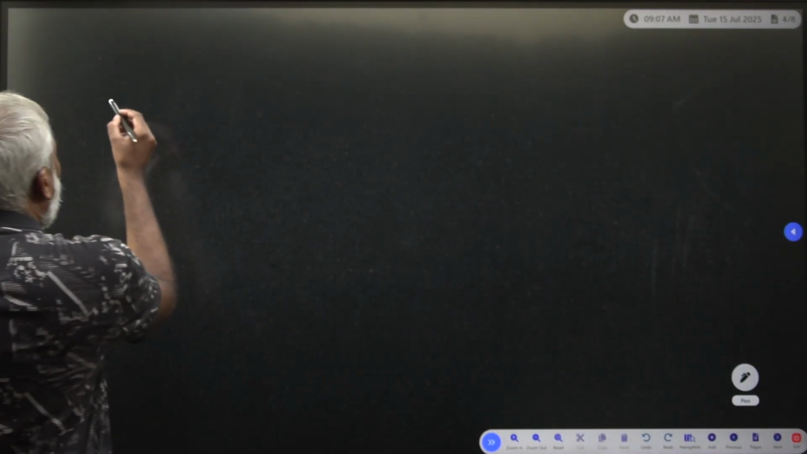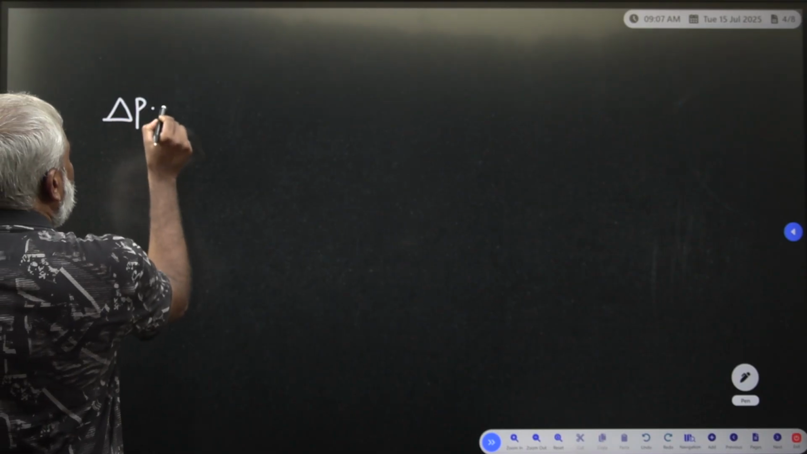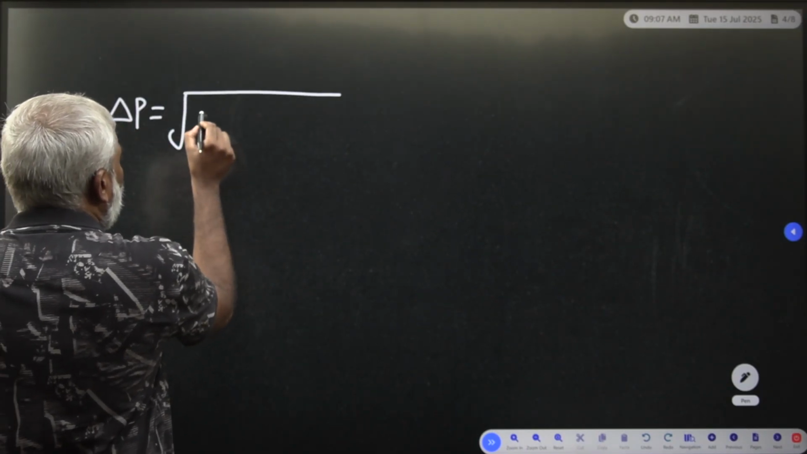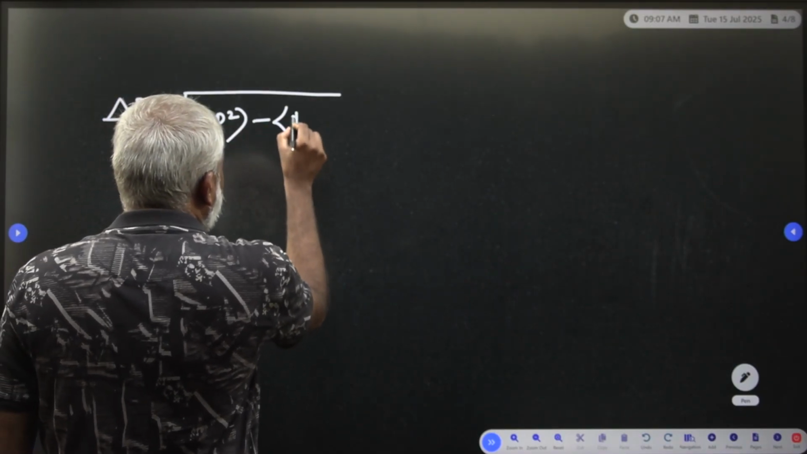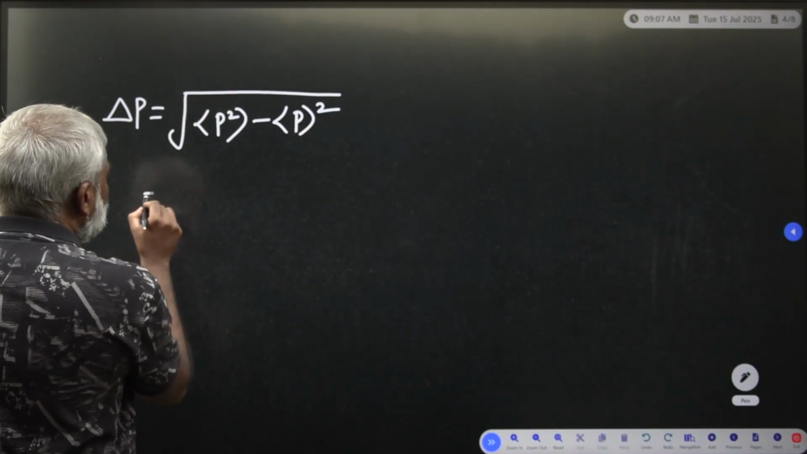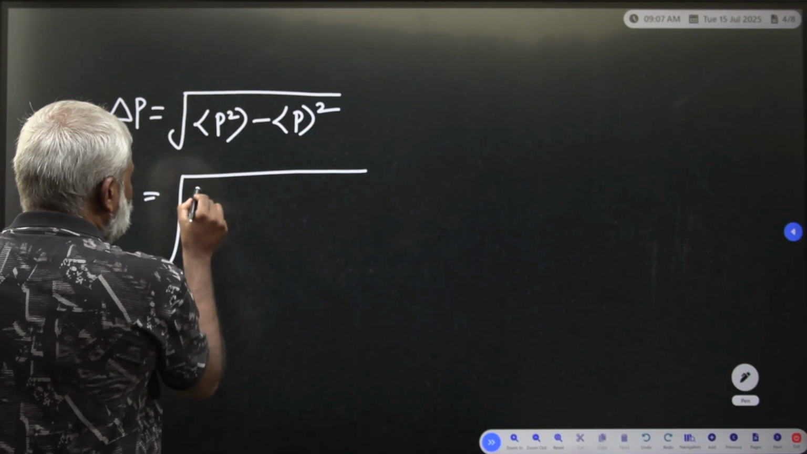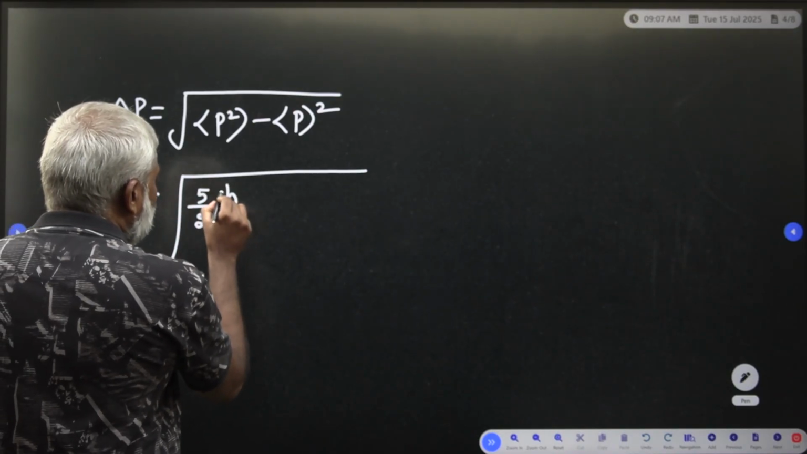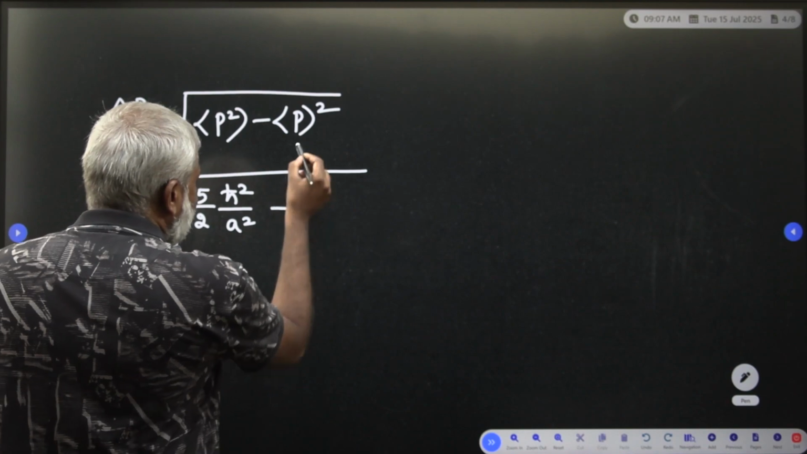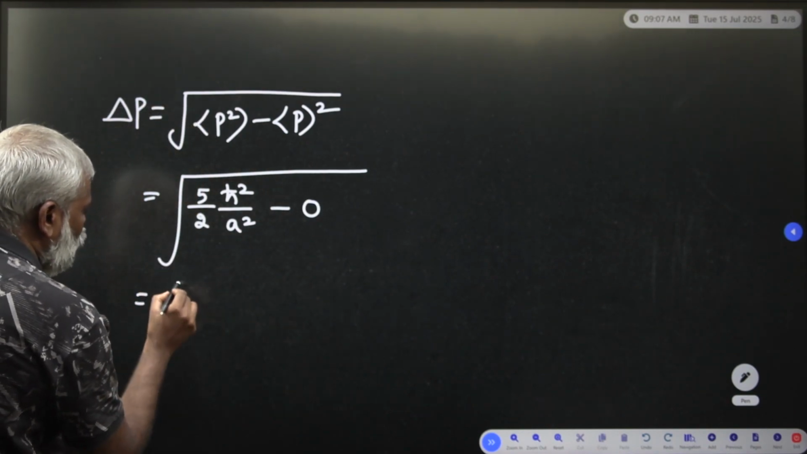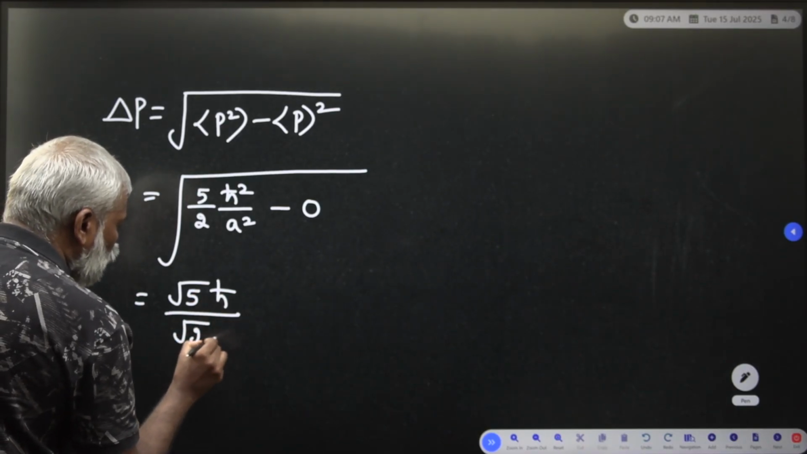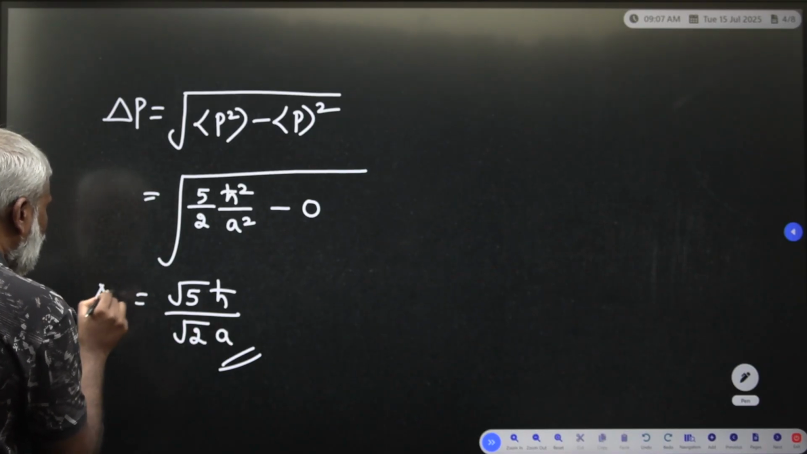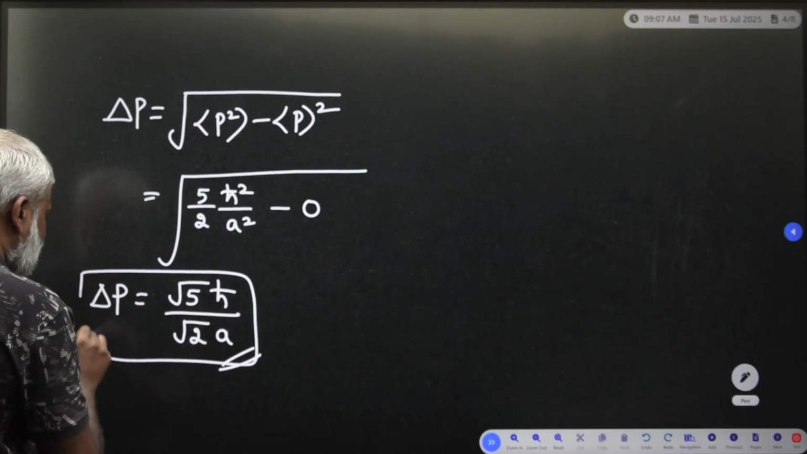But what we need to calculate? We want to calculate the uncertainty in the momentum. Delta p is equal to the square root of expectation value of p square minus expectation value of p whole square. So what is that value? Here, 5 by 2 into h cut square divided by a square. The expectation value of p is equal to 0. So therefore root 5 into h cut divided by root 2 into a. This is the corresponding wave function uncertainty in the momentum.